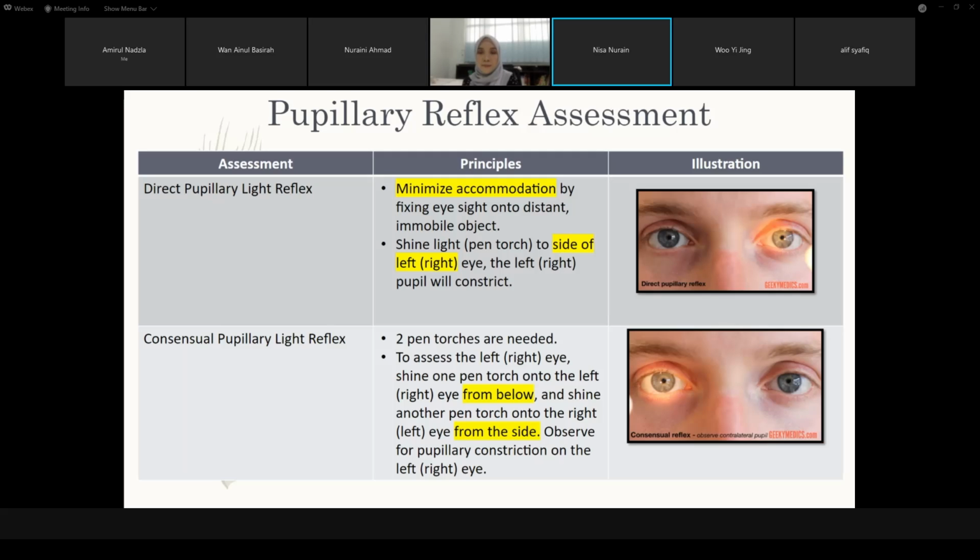And then for the consensual pupillary light reflex, for the principle, two penlights are needed. To assess the left eye, shine one penlight onto the left eye from below, and then shine another penlight onto the right eye from the side. So we observe for pupillary constriction on the left eye. Meaning, the eye we want to assess, which is the left eye, we shine from below, and the other eye, we shine from the side.